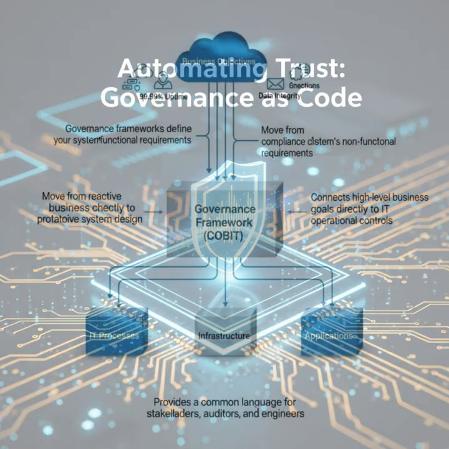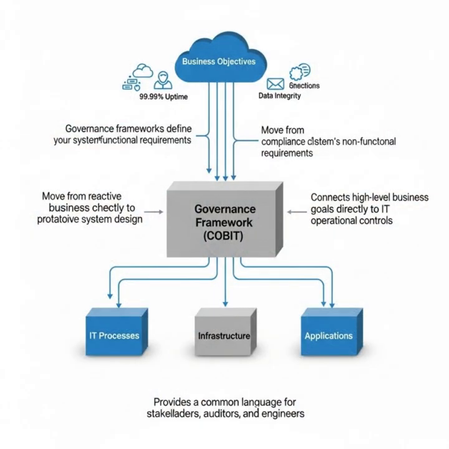Let's get started. For experienced engineers and architects, the real value of a framework like COBIT isn't just in passing an audit. It's a blueprint for building resilient, predictable systems. Think of it this way. These frameworks force us to answer critical questions up front. Who owns this data? What's the defined process for change management? How do we ensure availability? When you answer these, you're not just creating documentation, you're defining the non-functional requirements of your system.